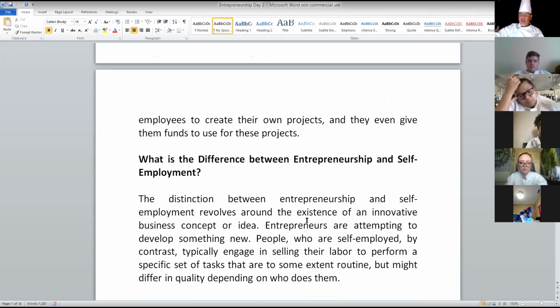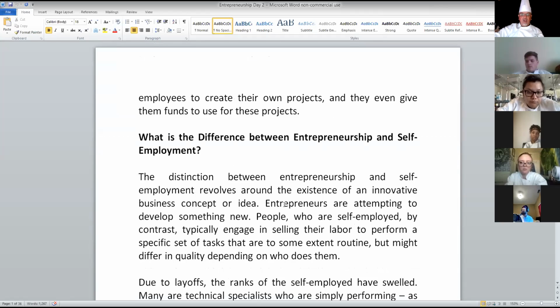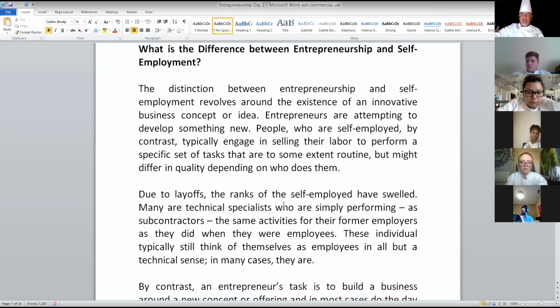You're going to work for Google, you're going to have all this freedom, come in jeans, flip-flops, shorts, what have you, and have all this freedom to be creative. So what is the difference between entrepreneurship and self-employment? The distinction revolves around the existence of an innovative business concept or idea. Entrepreneurs are attempting to develop something new. People who are self-employed, by contrast, typically engage in selling their labor to perform a specific set of tasks that are to some extent routine, but differ in quality depending on who does them.